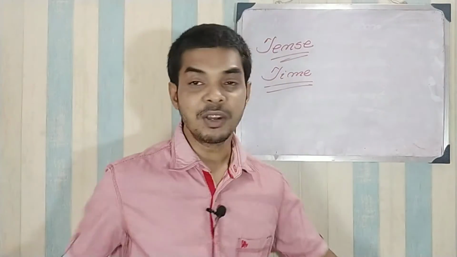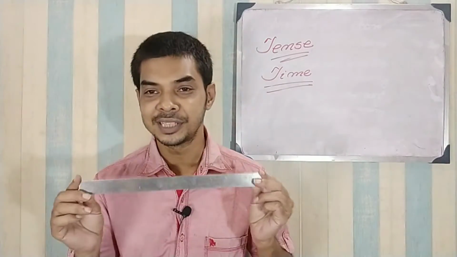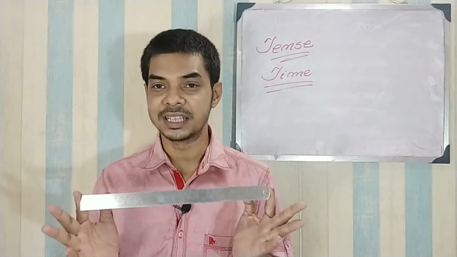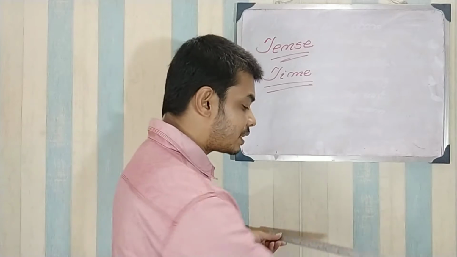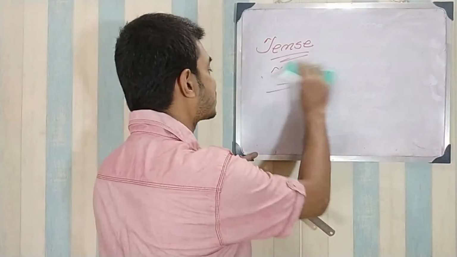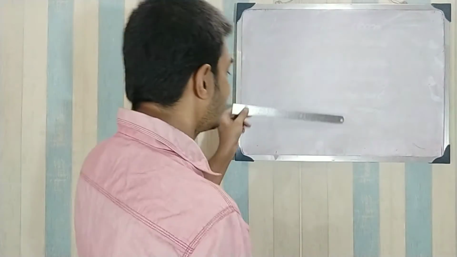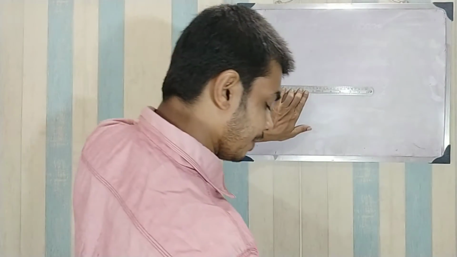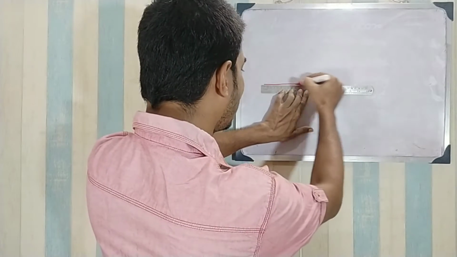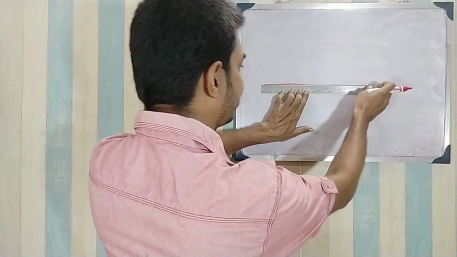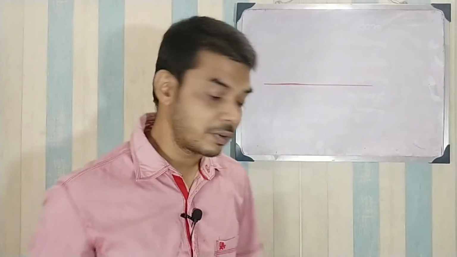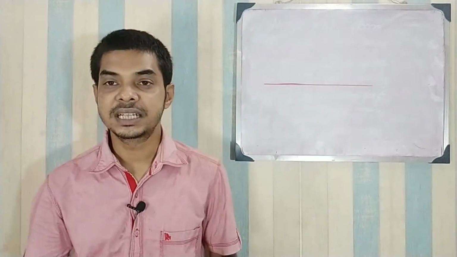Before we start, tell me one thing. Do you know what's this? Yeah, this is a ruler. With this, we can actually measure the length of things. That means with this, we always measure a straight line. Yes, dear friends, if we put the ruler here and draw a line, we'll get a straight line. So this is a straight line that we draw with this ruler, but how it gets related to our learning of tense?